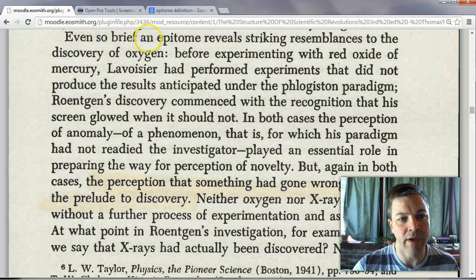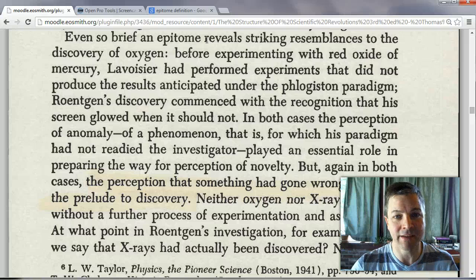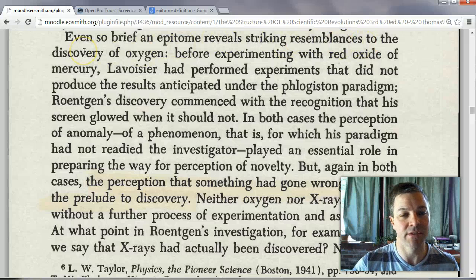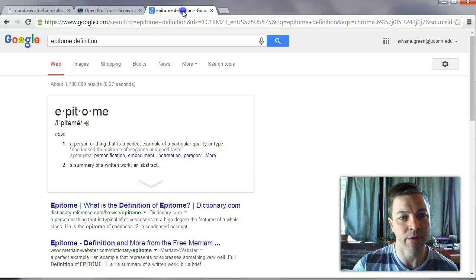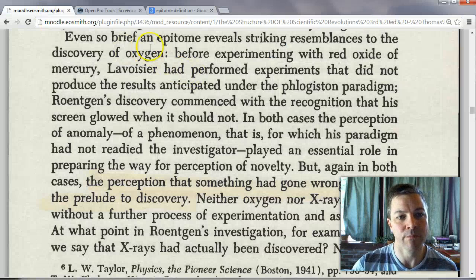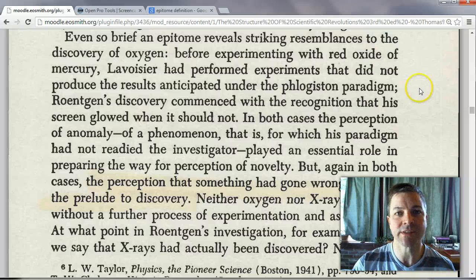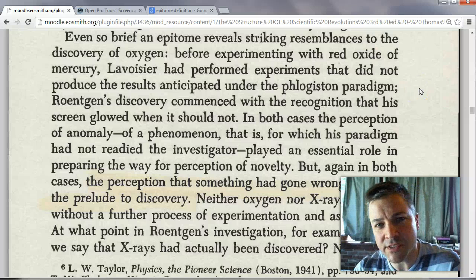"Even so brief an example", right, "reveals striking resemblances to the discovery of oxygen. Before experimenting with red oxide of mercury..." All right, that makes sense. Or right here, a summary of written work. Maybe that makes more sense, a summary. Even so brief a summary, right? "Before experimenting with red oxide of mercury, Lavoisier had performed experiments that did not produce the results anticipated under the phlogiston paradigm." Phlogiston. What is that? Have you ever heard of phlogiston?